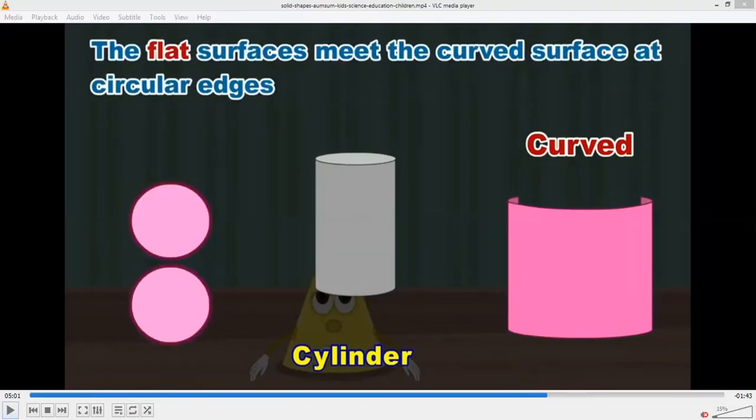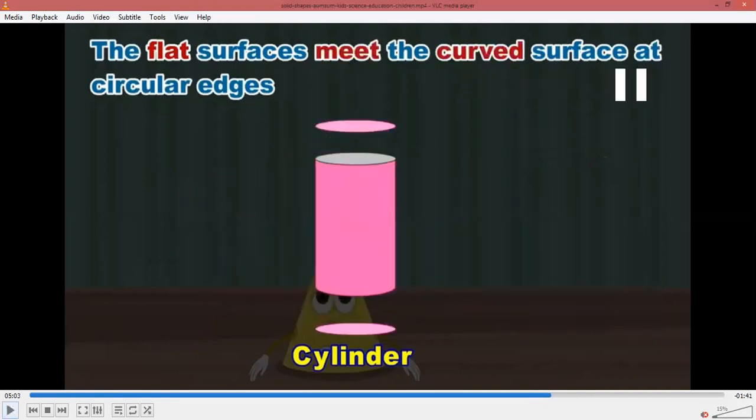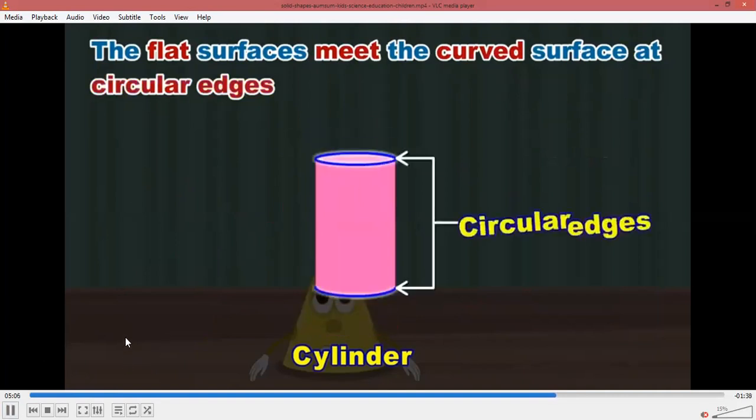And in the cylinder, guys, you are going to have curved edges. In a cube or cuboid you have straight edges, but here you have curved, circular edges. Look, this is circular edge 1 and this is 2. So there are two edges, and in the cylinder they are curved.